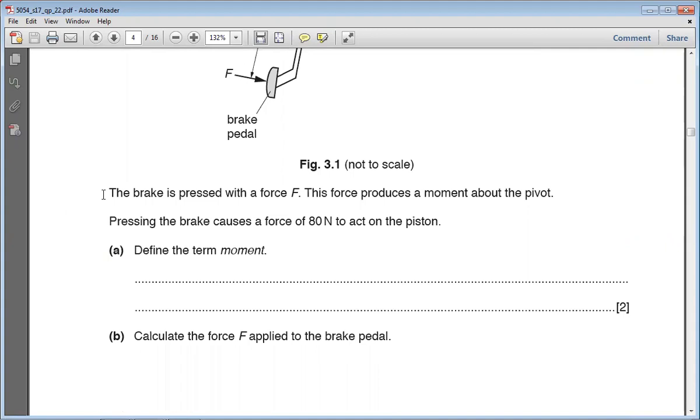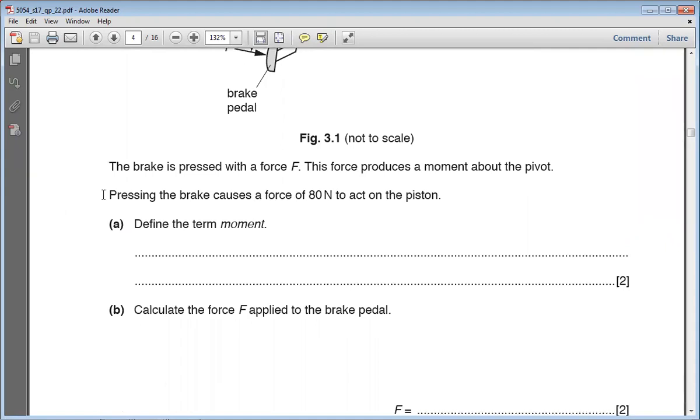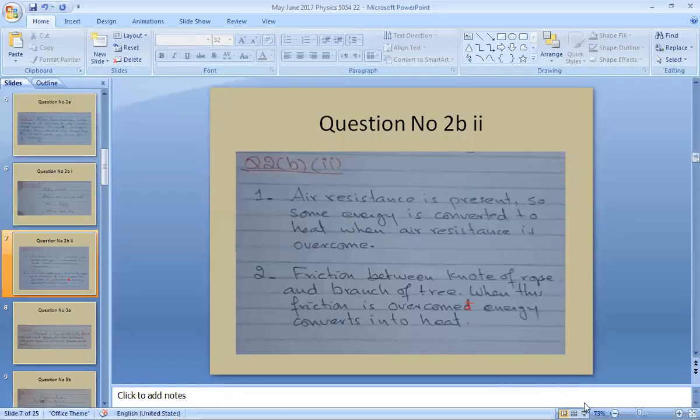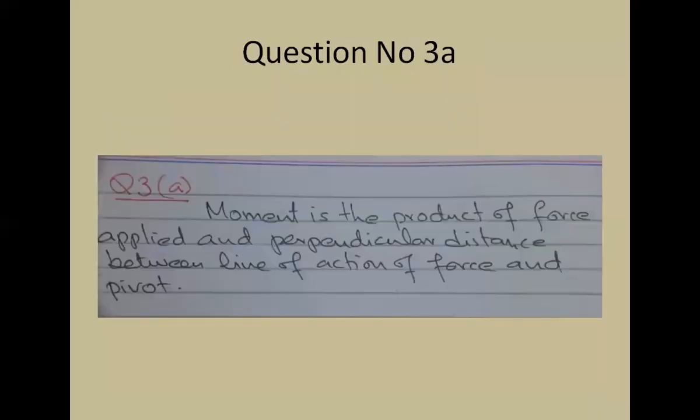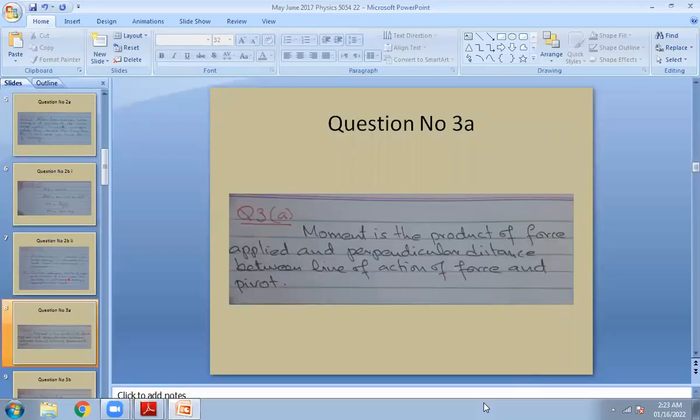Define the term moment. The moment is the turning effect of a force, and it is the product of the force applied and the perpendicular distance between the line of action of the force and the pivot. So it's a 2-mark question. Let me show you how I defined it. It's a very important thing because it's a definition and you should never forget it. Moment is the product of, product means multiply, force applied and perpendicular distance between the line of action of force and the pivot. Never forget this definition. It's a 2-mark definition.